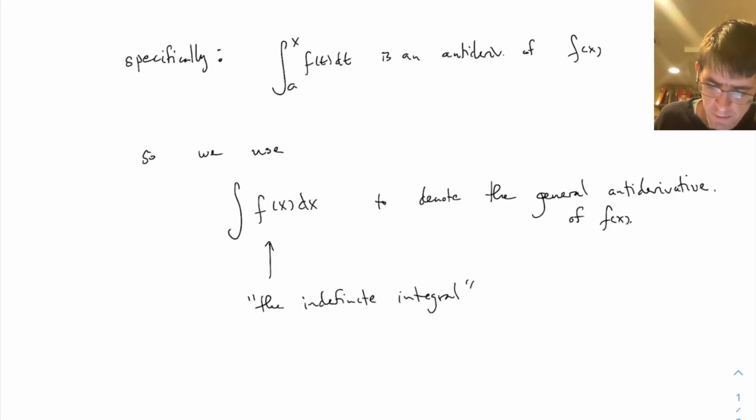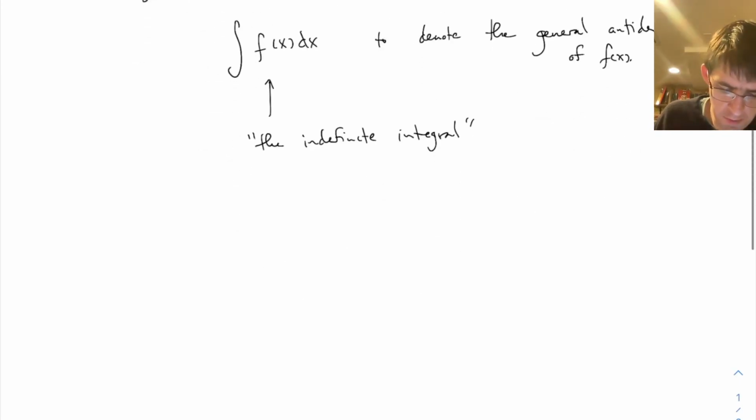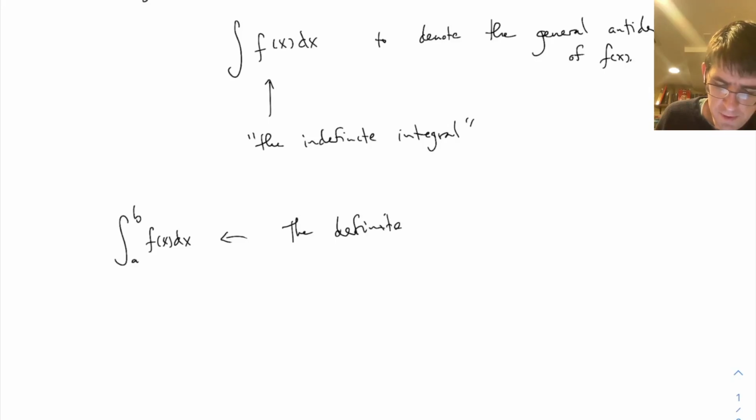The indefinite integral, right? It's a function. So these things are very different. This, a to b, f of x dx, this is called the definite integral. When you see the little numbers, that's the definite integral. The definite integral.